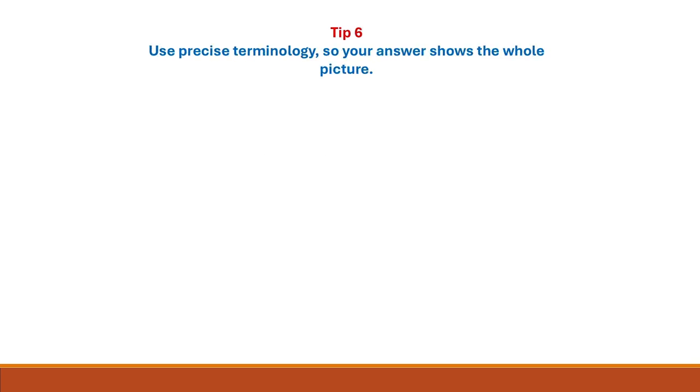Tip number 6, use precise terminology so your answer shows the whole picture. So if they ask you about hydrocarbons and you say that hydrocarbons contain carbon and hydrogen and you stop here, this is a wrong answer. You have to say that hydrocarbons contain carbon and hydrogen only. So this is the right answer.